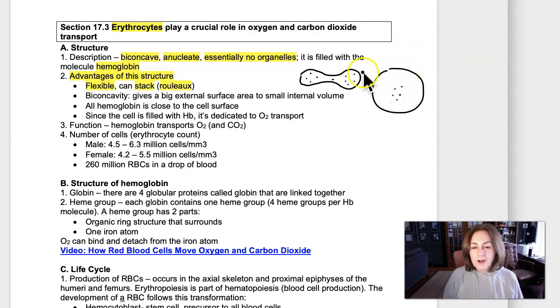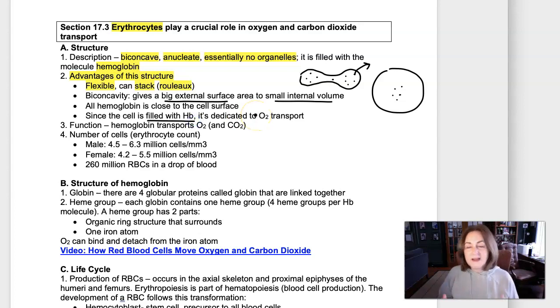So in order for oxygen to readily leave the cell and go to a tissue, it's all located on the inside. So that's what I mean by a big external surface area to a small internal volume. All the hemoglobin is going to be close to the surface. And because the cell is filled with hemoglobin, it's dedicated to oxygen transport. And so the function of the red blood cell is that it transports oxygen.